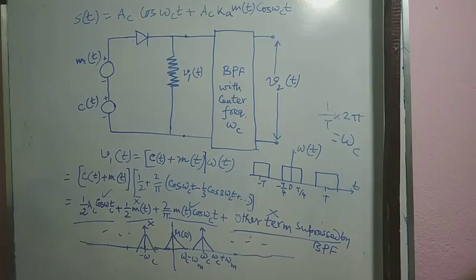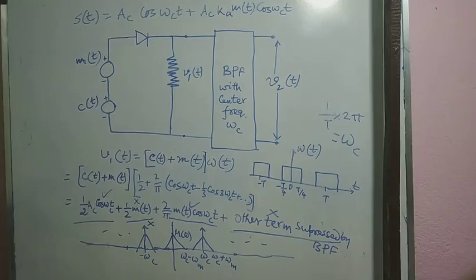So, at the input of the diode, we are getting C(t) plus M(t). When this is greater than 0, the diode conducts. When it is less than 0, it doesn't conduct. Here we are considering an ideal diode. So, what is happening here? Some switching is happening. When C(t) plus M(t) is greater than 0, the diode conducts, and when it is less than 0, the diode doesn't conduct, due to forward bias and reverse bias respectively.